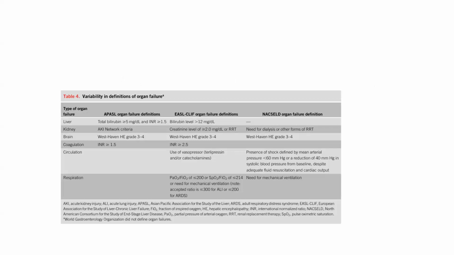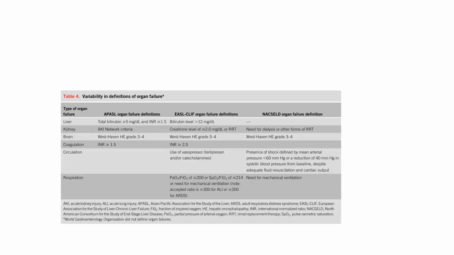And for extrahepatic manifestation, they have included AKI according to the AKI Network criteria, and hepatic encephalopathy grade 3 to 4. Then the next definition is from the European Association for the Study of the Liver, which defines bilirubin should be more than 12, creatinine level of more than or equal to 2 or requirement of RRT, and INR should be more than or equal to 2.5.